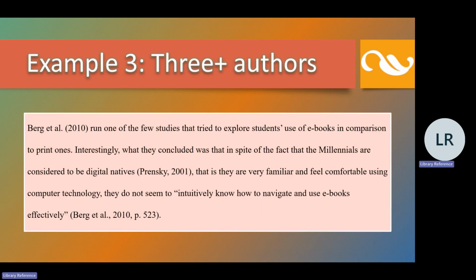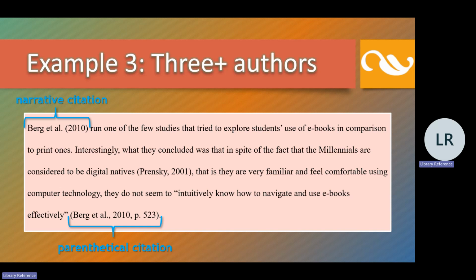Our third example includes citations of sources written by more than 3 authors. So APA says that in the case where you want to cite a source by 3 or more authors, you don't need to provide all the names. What you need to provide is the name of the first, followed by the abbreviation et al. So you may present such a citation either in narrative format or in parenthetical format.